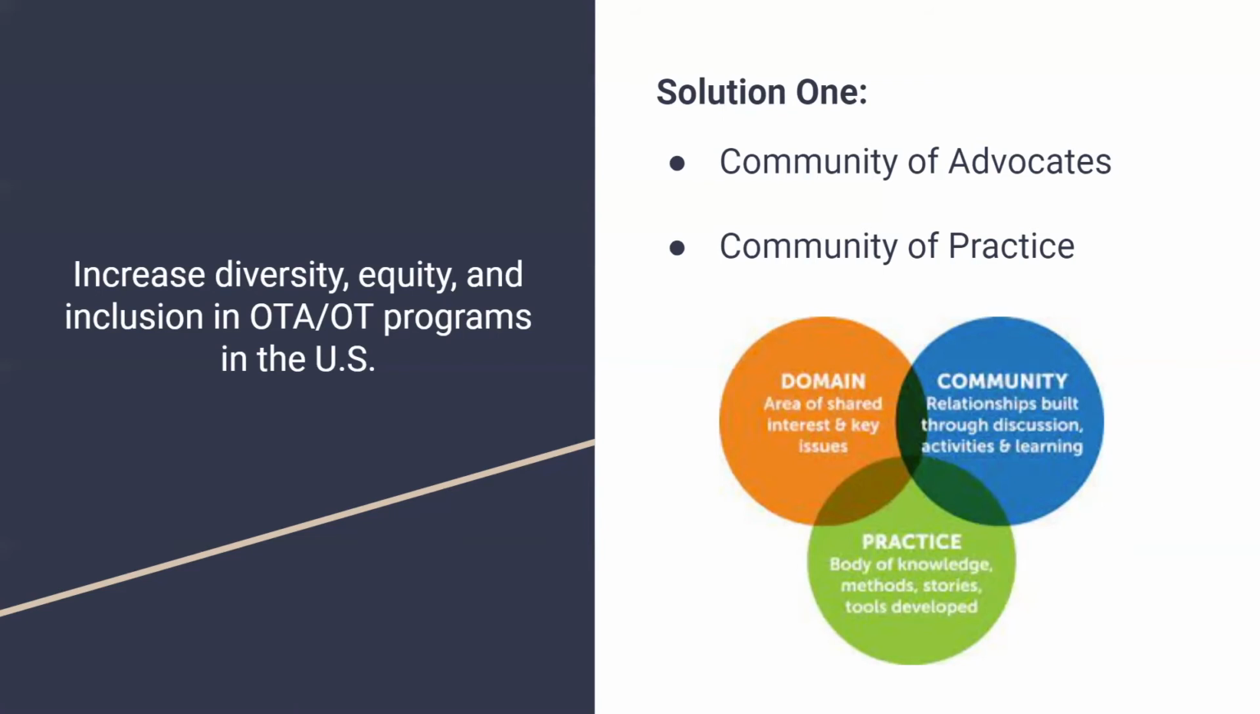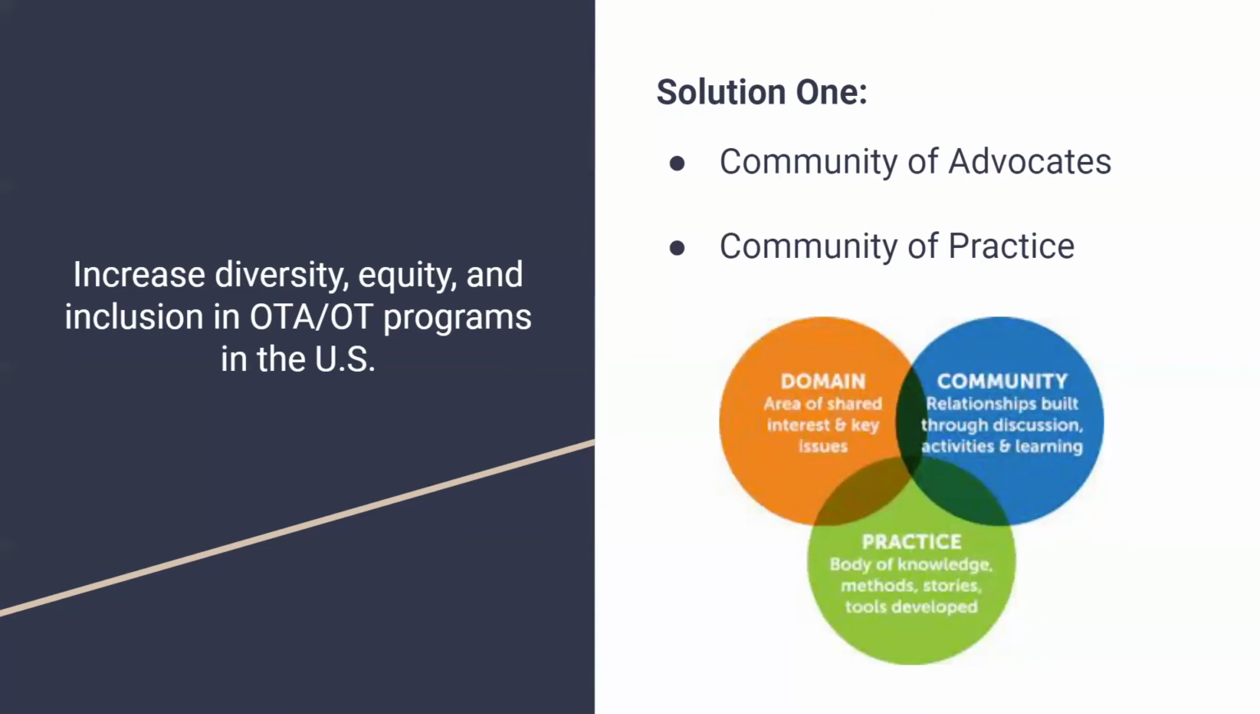An example of the influence a community of practice can have may include teaming up with local OTA and OT student occupational therapy associations to volunteer at job fairs at local high schools, colleges, and community centers in order to spread the word and advocate for OT as a profession, while also recruiting a variety of individuals from various socioeconomic, ethnic, and cultural backgrounds.